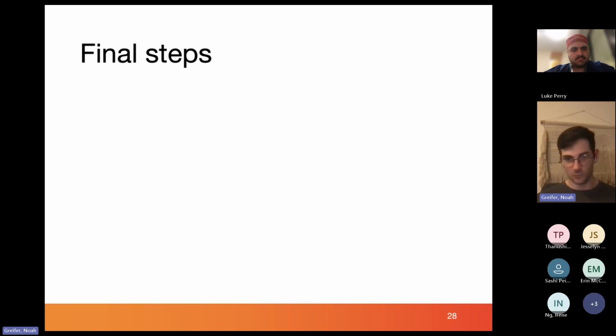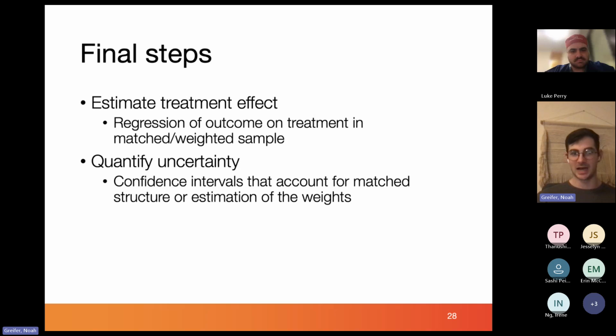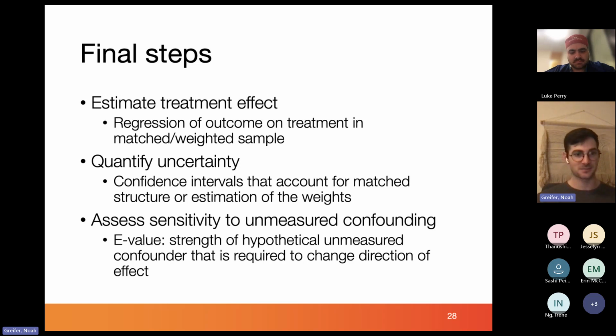Some final steps, once you've done the matching or weighting: the important part is estimating the treatment effect. We can often do this by just running a regression of the outcome on the treatment in the matched or weighted sample. Again, it's a little technical and statistical, so if this doesn't mean anything to you, it's okay. We'll go more into it later. We need to quantify our uncertainty, which we talked about in the last seminar, by, for example, computing a confidence interval or a p-value for a hypothesis test.